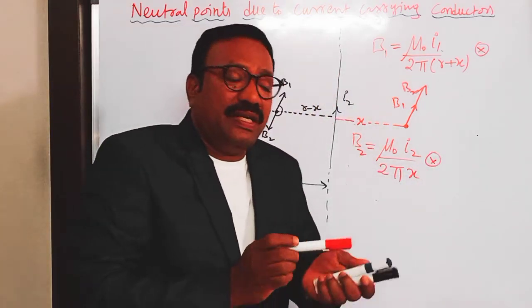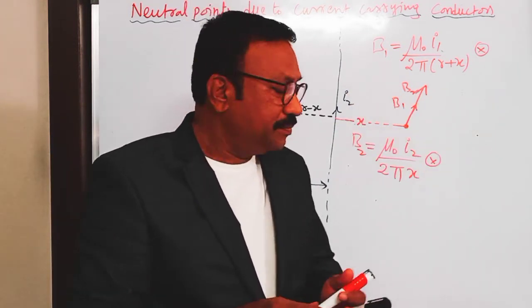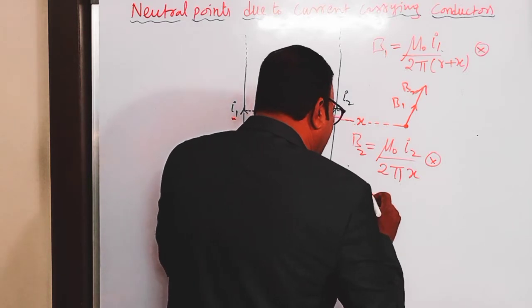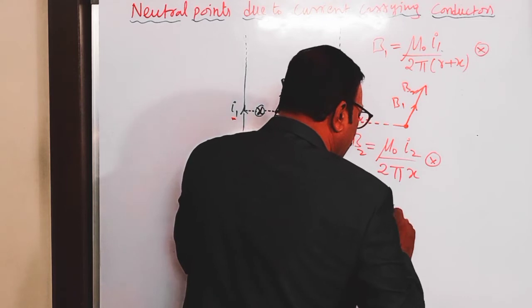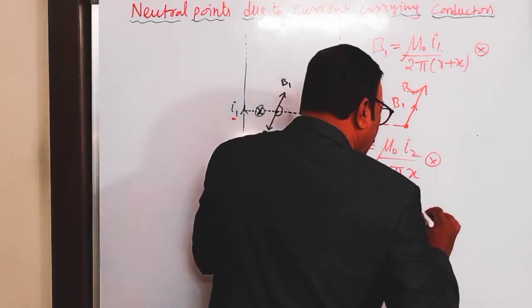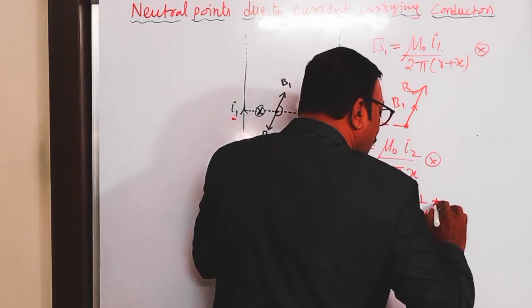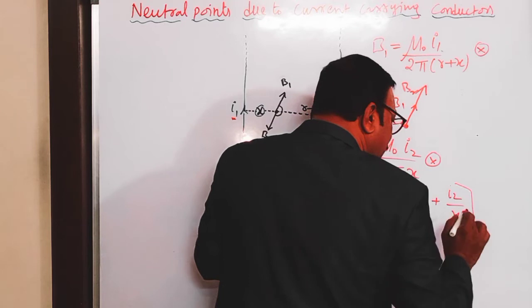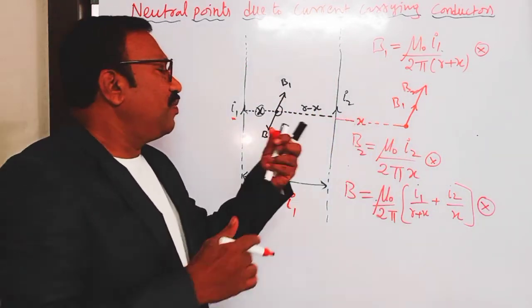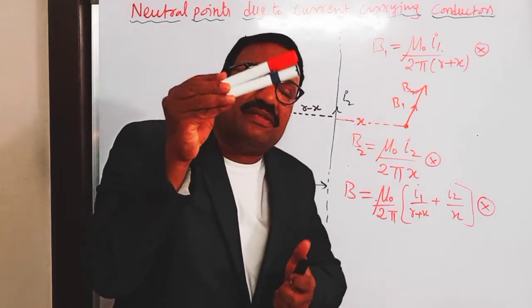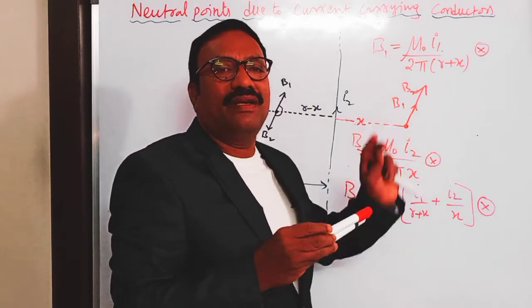See, both fields are acting inward, so just add them to get the resultant field. Therefore, the resultant field over this region is equal to the sum of these two. That is mu naught by 2 pi into I1 by (R plus X) plus I2 divided by X. Because both are acting inward, the resultant field is also inward. So when two fields are acting in the same direction like this, there is no question of cancelling these two fields. So you will never get a neutral point on the right-hand side.